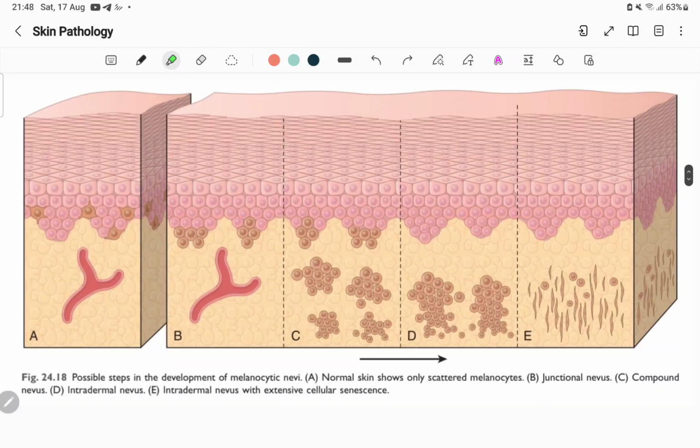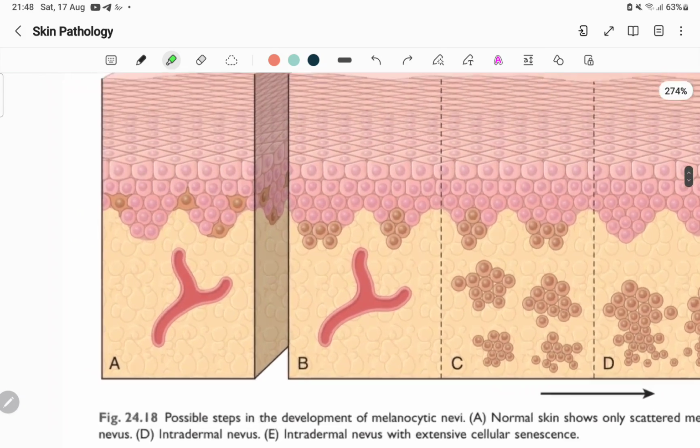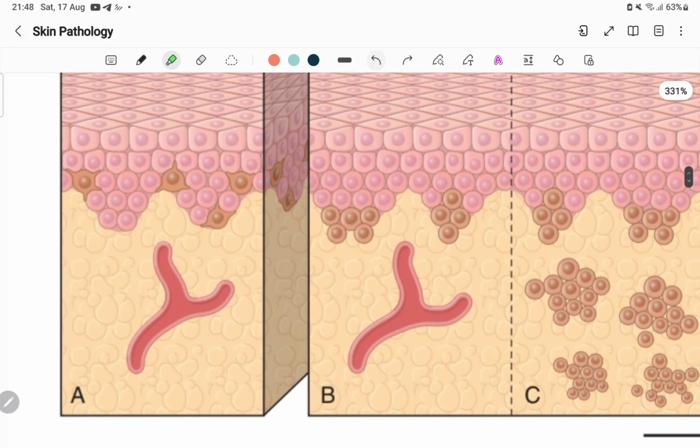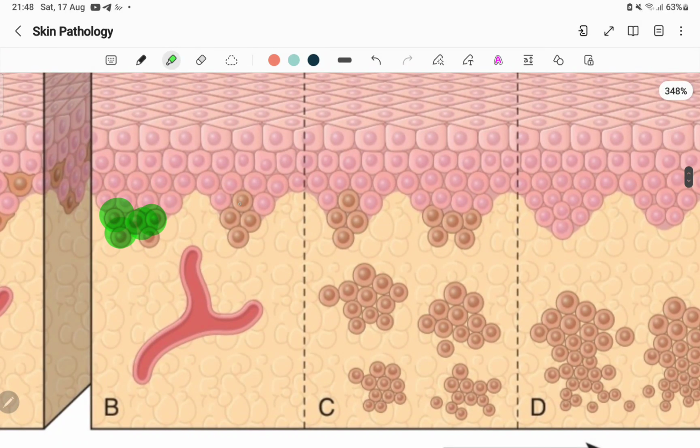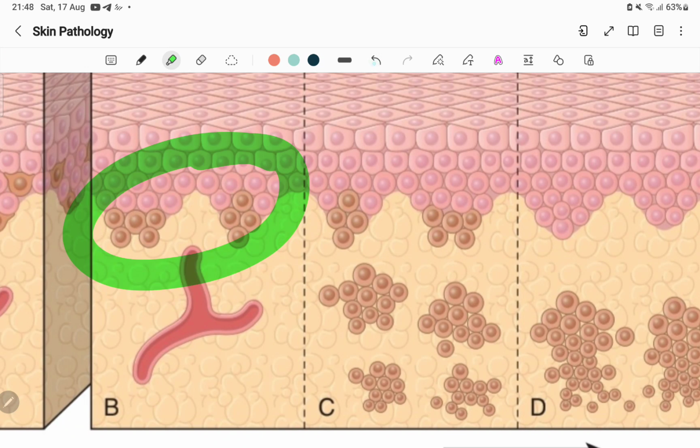Very beautiful diagram. You can see in normal skin only scattered melanocytes are present. Look at these cells which are yellowish orange in color. This is present only in the basal layer. Normally 1, 2, 3, 4, 4 cells. But look at this here. There is a proliferation. How many cells are there now? 5, and here 4, 9 cells. There is a proliferation.